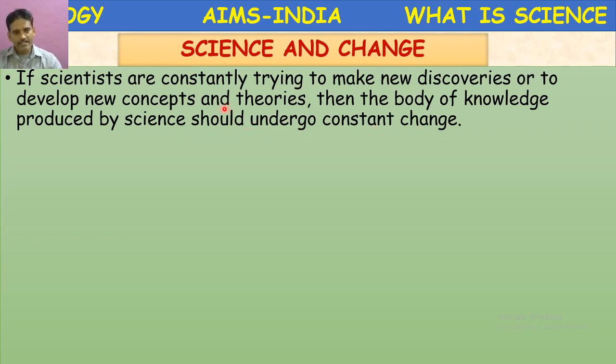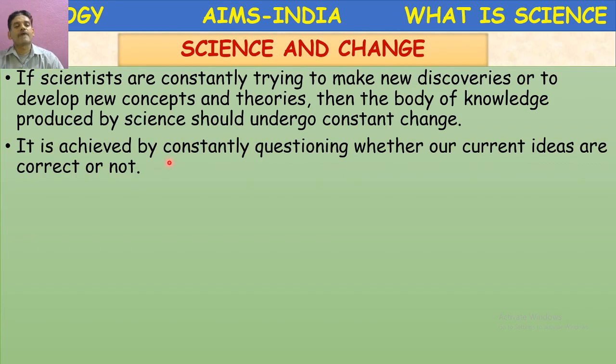The knowledge possessed by previous scientists centuries ago was different from that of modern scientists because the technology improved. Using modern technology and equipment, more study is possible. So new concepts are developed. That's why science should undergo constant change.